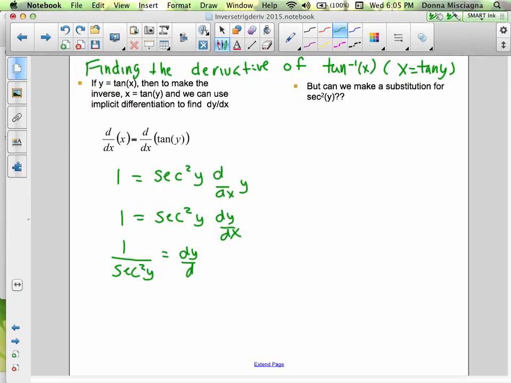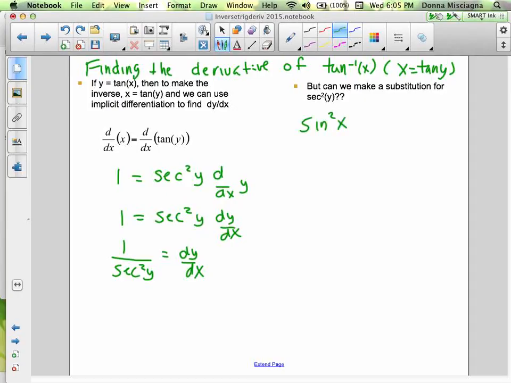And then again, you're thinking, uh-oh, we have a y. And we have a square. The square is okay, but the y is a problem. So we need to make a substitution for that secant squared y. But I only know one equation, so I'm just going to have to keep relying on my one equation.